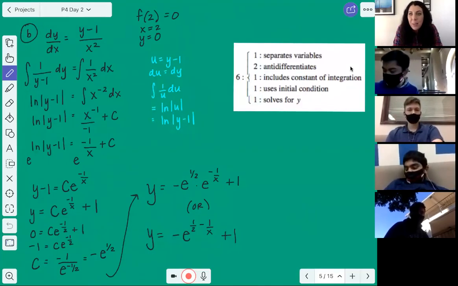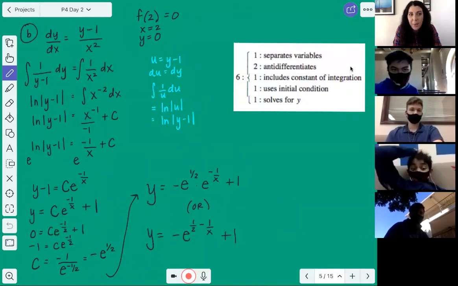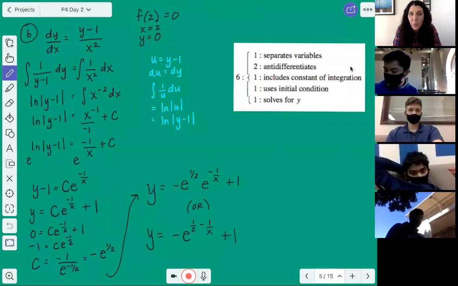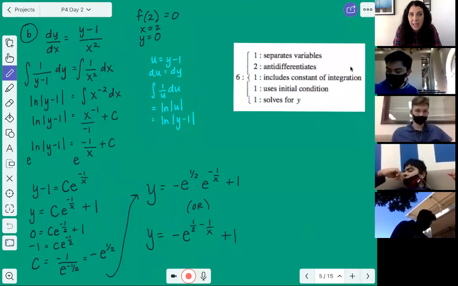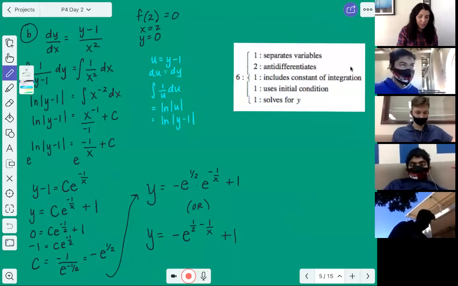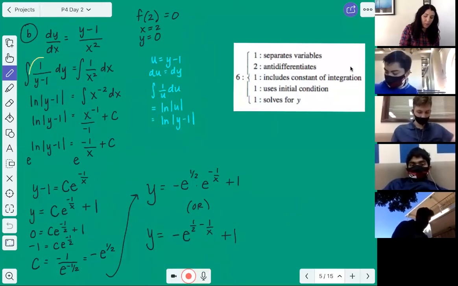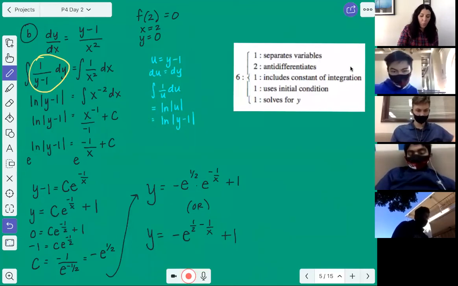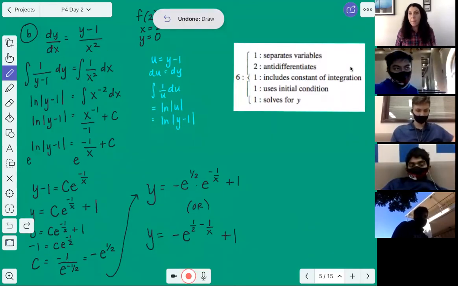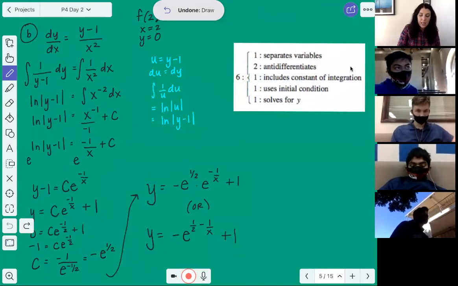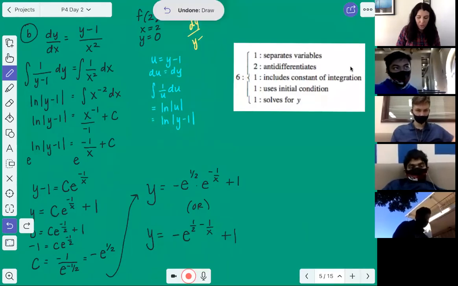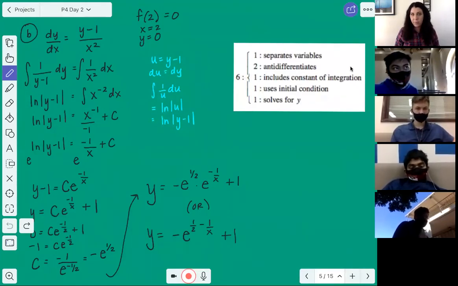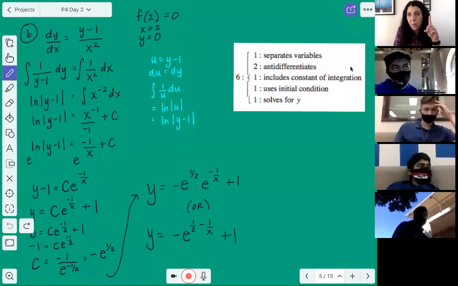First thing we need to do is separate our variables. We have dy over dx equals y minus 1 over x squared. To separate our variables, I should be dividing by y minus 1, and I should be multiplying dx up. I like to show this as 1 over y minus 1 dy and as 1 over x squared dx. But it's totally fine if you wrote dy over y minus 1, that's fine. Or if you wrote dx over x squared, that's fine. Okay. First point is if you separated them correctly.